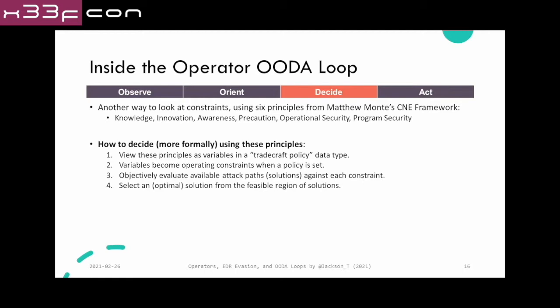And then these variables become a mix of hard and soft constraints when a policy is defined. What this means is that any engagement type can be represented with a tradecraft policy. So as we review the options available to us, we can then evaluate them against the constraints, and then more objectively get a sense of how each of the available options score against the policy. And then we can pick one that's optimal, if there is one. Otherwise, we just pick one within the feasible region of options.